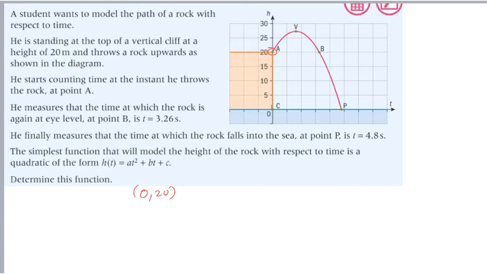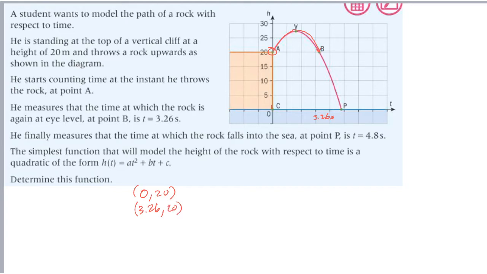Then it says he starts counting the time at the instant he throws the rock at point A. Then he measures the time at which the rock is at eye level, which is at point B. So that's after it goes up, and then it comes back down again to point B. So that time is 3.26 seconds. That's pretty awesome if you can count that accurately. But anyway, so time is 3.26. The height again is 20.